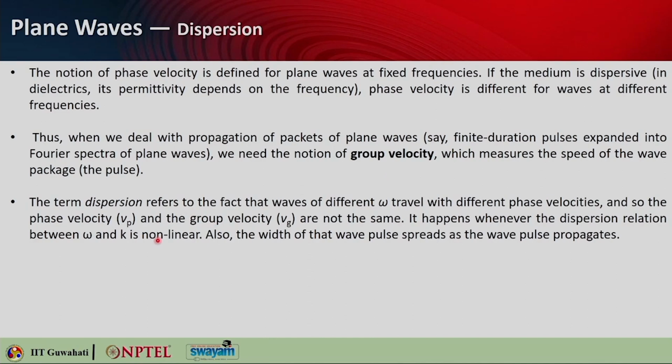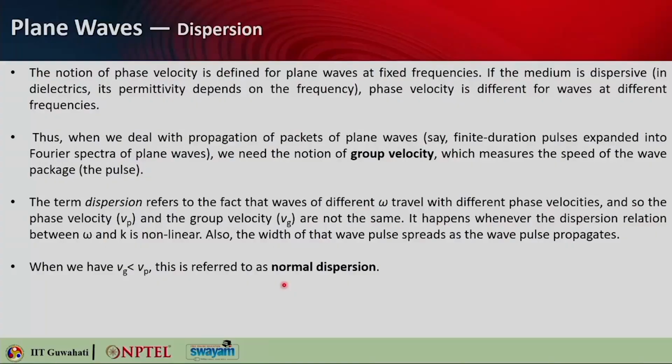So the term dispersion refers to the fact that waves of different frequency travel at different phase velocities, and so the phase velocity Vp and the group velocity Vg will not be identical. It happens whenever the dispersion relationship between omega and k becomes non-linear. If the relationship is linear, then phase velocity will be the same as group velocity.